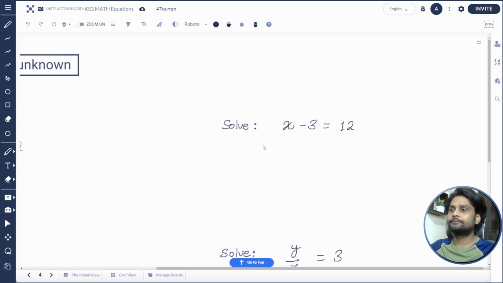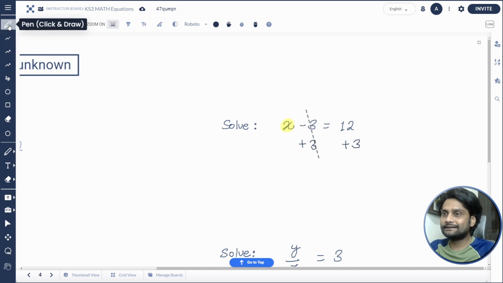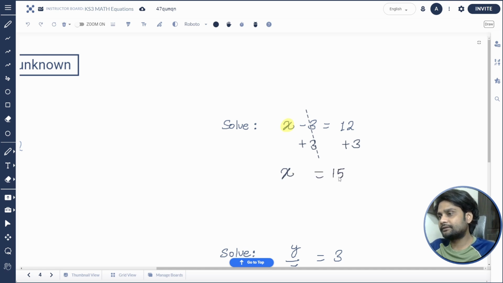Let's take the next example where something is being subtracted. Again, we want to make x alone here. To do so, whatever is being subtracted, I need to remove it by performing the inverse operation. So this time I'll have to add this 3 to both the sides. Whatever we do at the left hand side, the same thing we need to do even on the right hand side. And this is how we simply get x equals 15. And that's your answer. Simple.